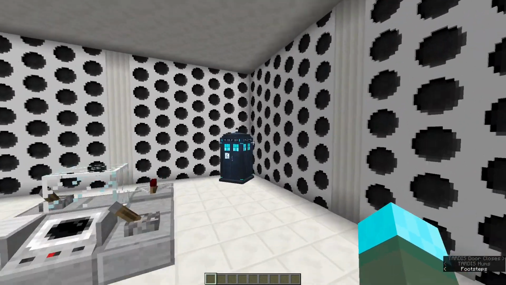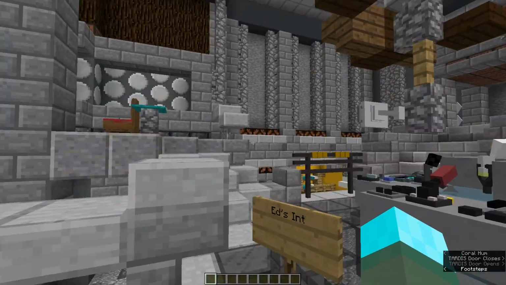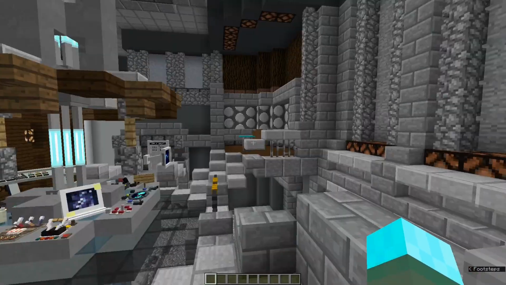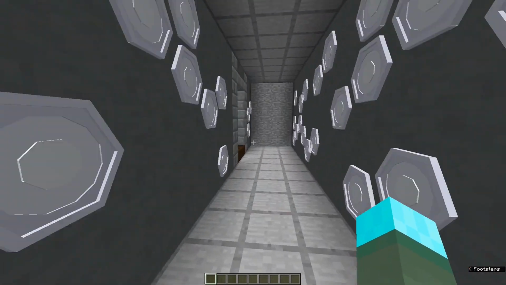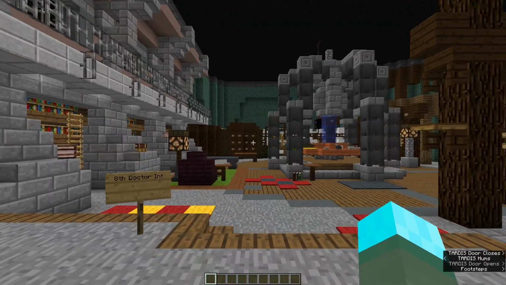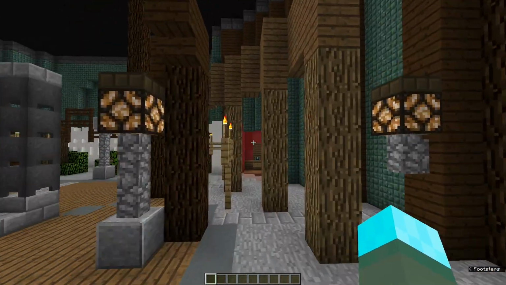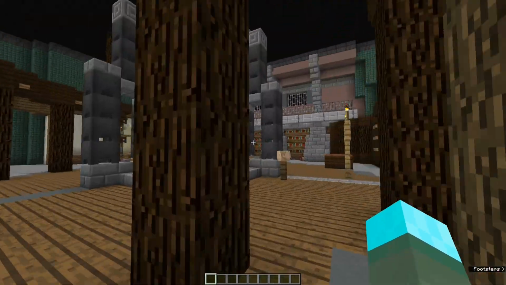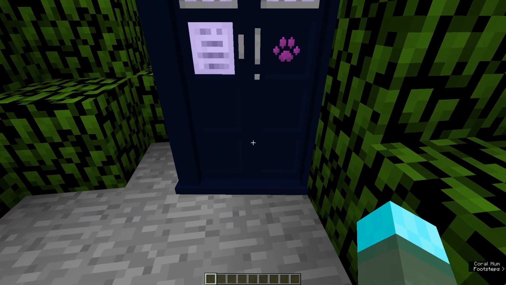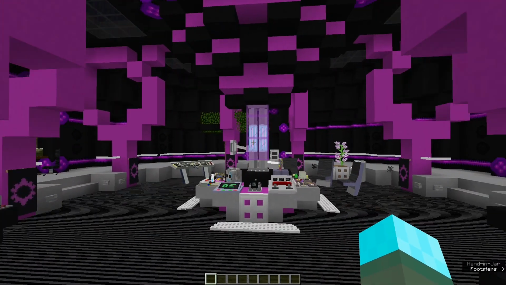Dalek Mod D Interior. Ed's Interior. Eighth Doctor Interior. Epsimo Interior.